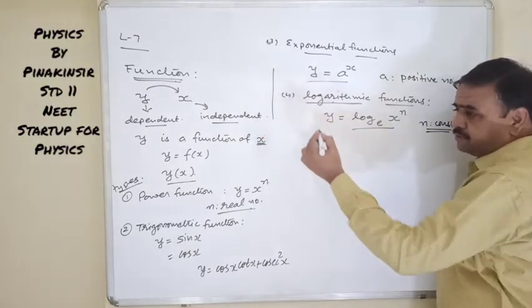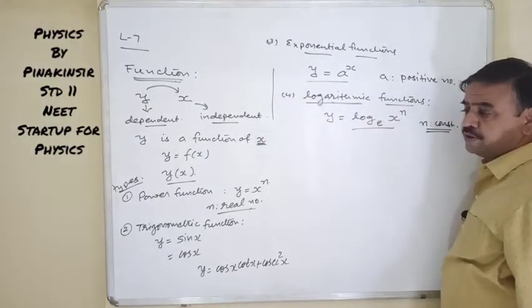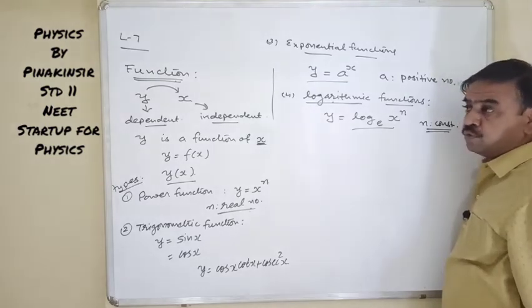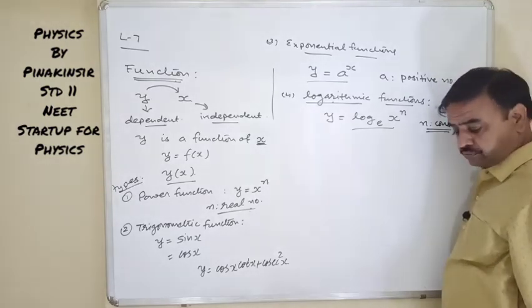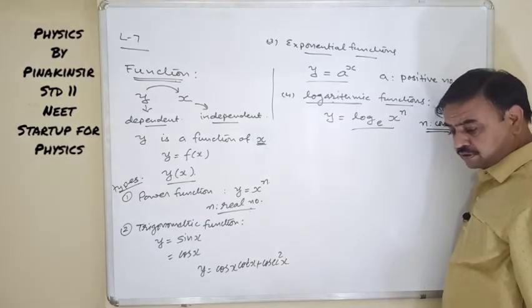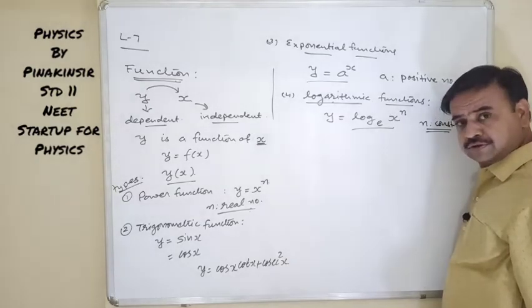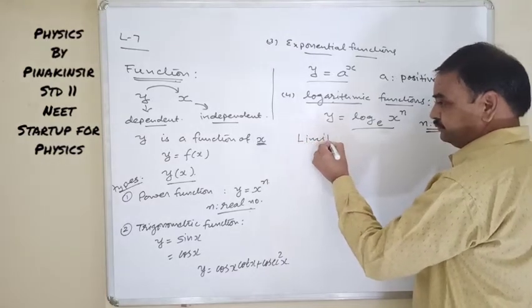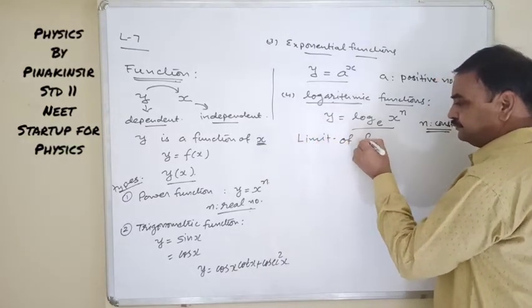Such types of functions, that is 1, 2, 3, 4 types, we will be in touch with in physics. Okay, one more term is to be understood, that is the limit of a function, for the particular differentiation concept, that is, limit of a function.